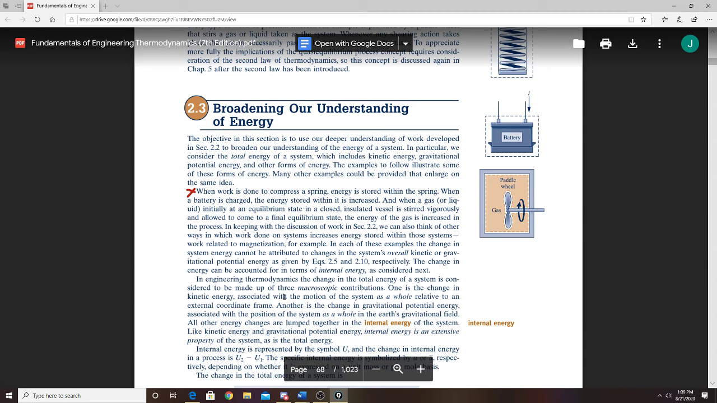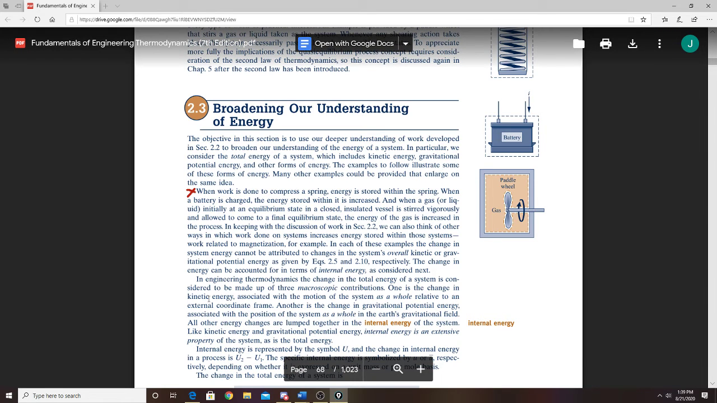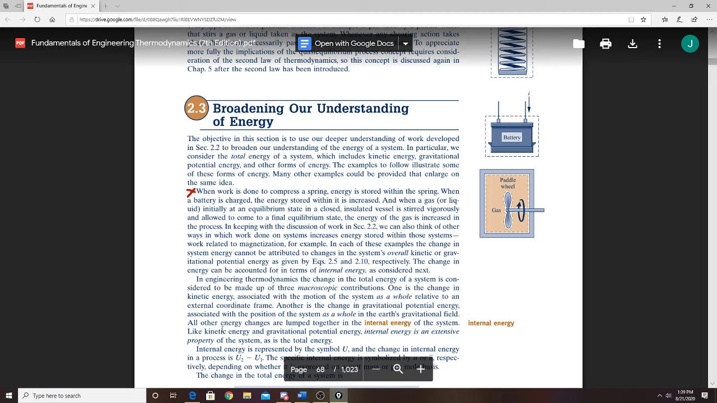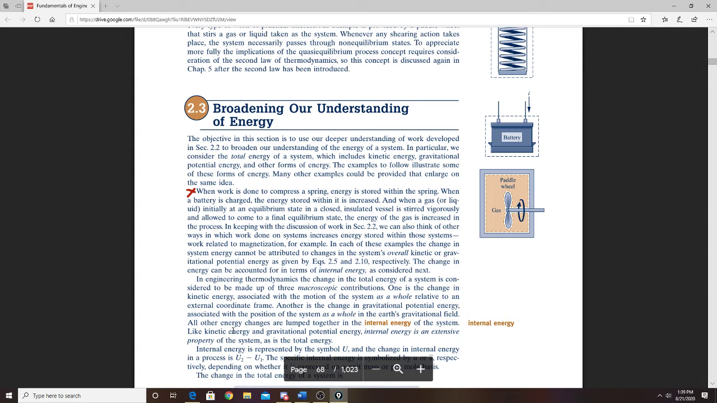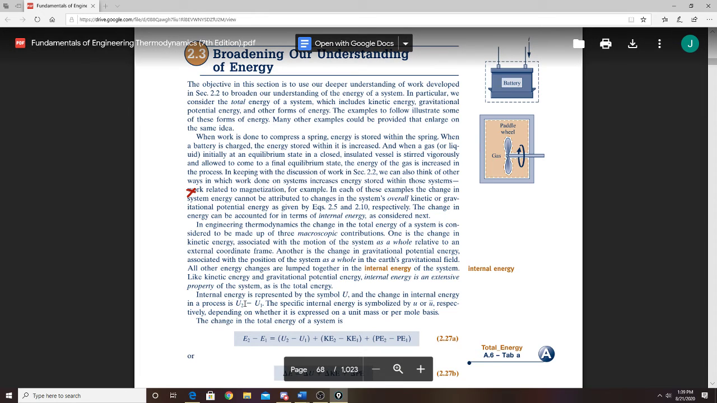In engineering thermodynamics, the change in the total energy of a system is considered to be made up of three macroscopic contributions. One is the change in kinetic energy associated with the motion of the system as a whole. Another is a change in gravitational potential energy associated with the position of the system, right? And then all other changes are lumped in internal energy of the system. Like kinetic and gravitational potential energy, internal energy is an extensive property of the system, as is the total energy. Internal energy is represented by the symbol U, and the change in internal energy in a process is U2 minus U1.